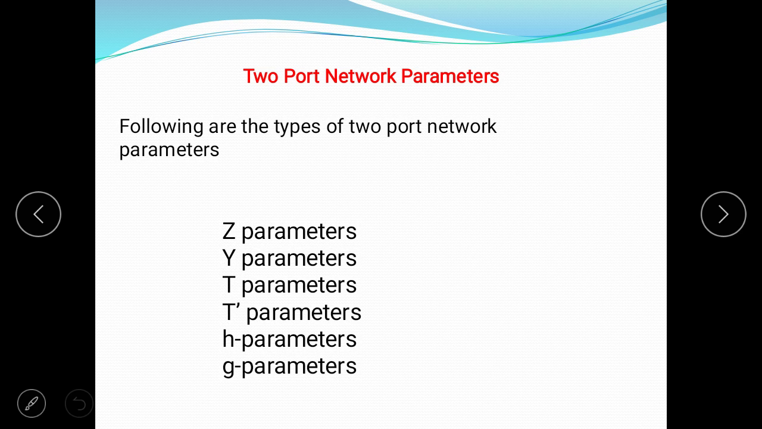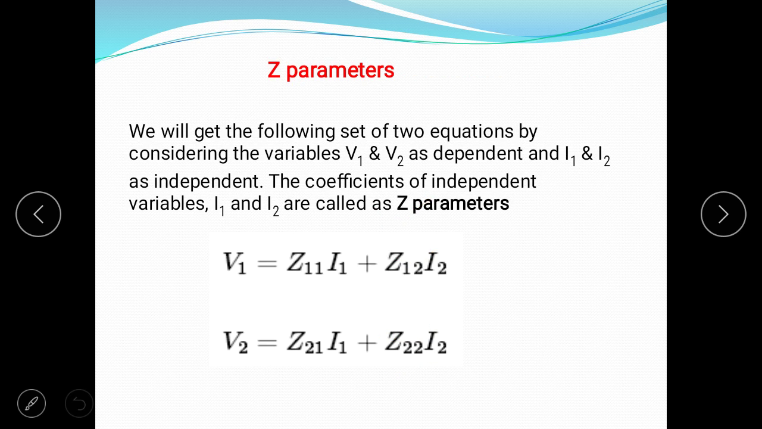So there are types of two-port network parameters such as Z parameter, that is impedance parameter, Y parameter, known as admittance parameter, T parameter, known as transmission parameter, H parameter and G parameter. These are the different parameters in a two-port network. So in this lecture we will discuss about Z parameters. What are the Z parameters, and how these parameters can be obtained.